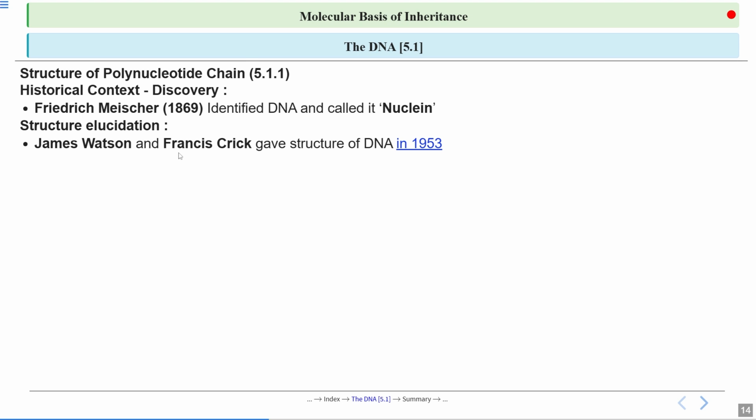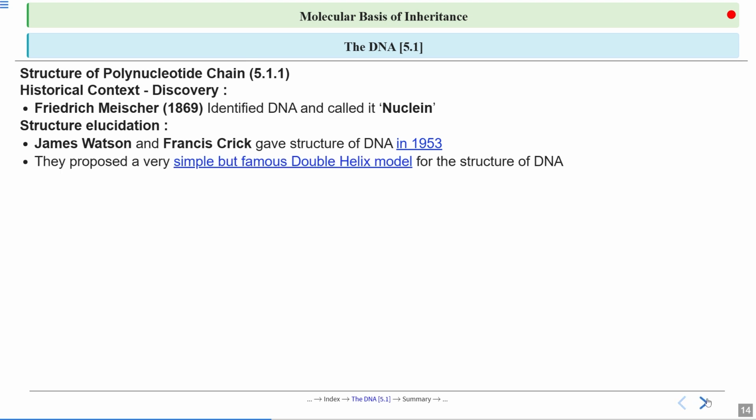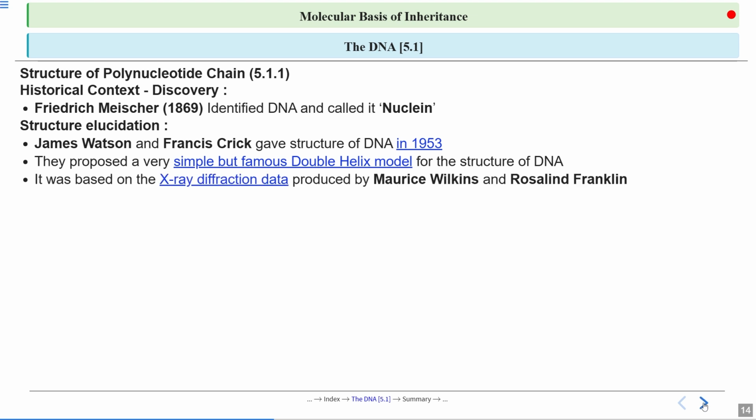James Watson and Francis Crick gave the structure of DNA in 1953. So Watson and Crick, what did they do? They gave the structure of DNA. They proposed a very simple but famous double helix model for the structure of DNA. So Watson and Crick are the people who gave this structure of DNA. We will study what they have told in upcoming slides.